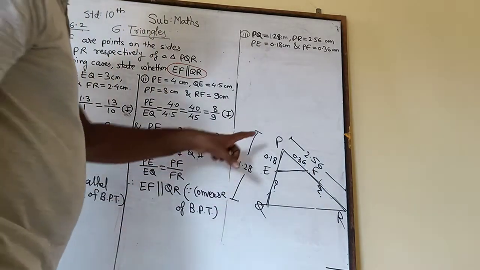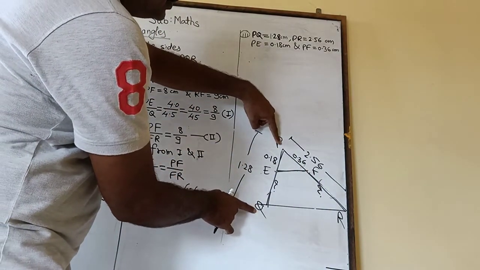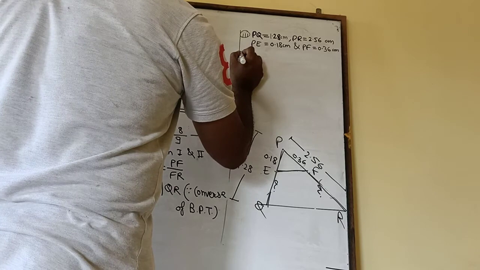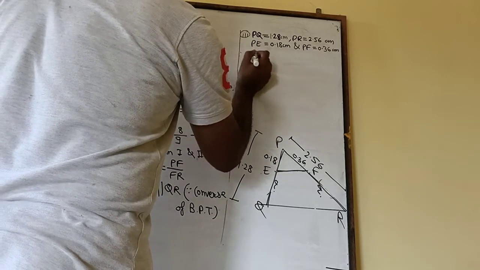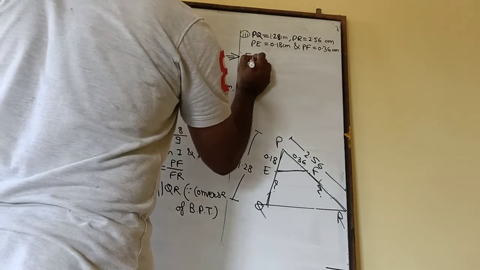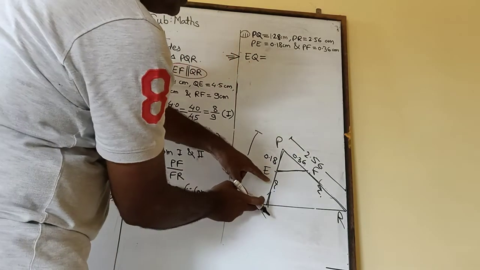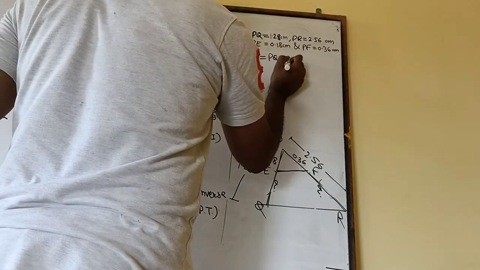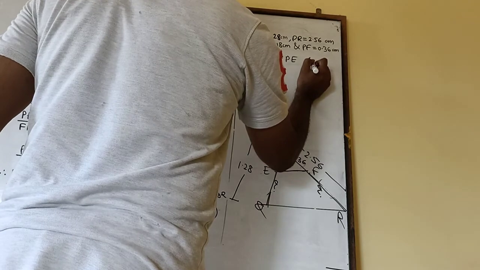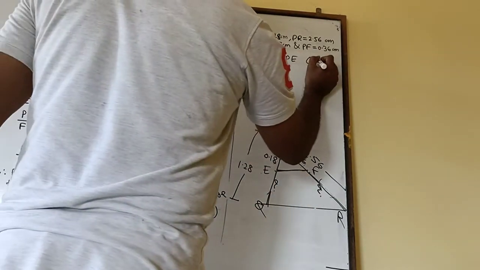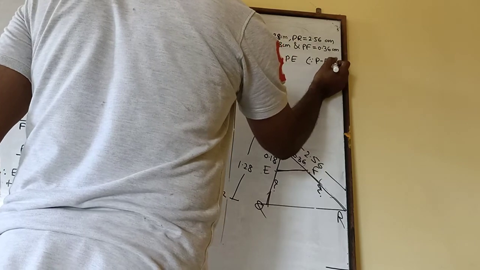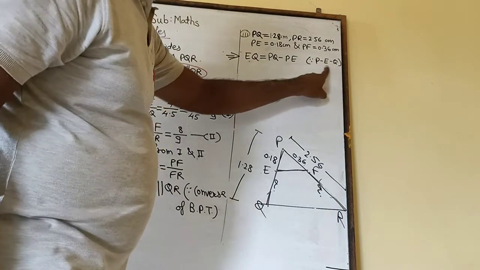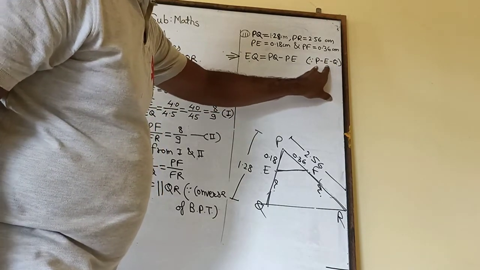So very easily we can find out that PQ minus PE will give us EQ. We can start like this: EQ is nothing but PQ minus PE. And the reason for this is PEQ, betweenness, students. It is necessary to write this reason of betweenness. You can see here EQ equals PQ minus PE.